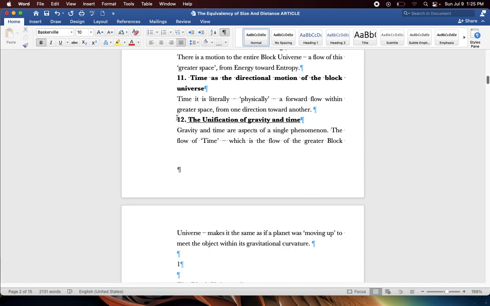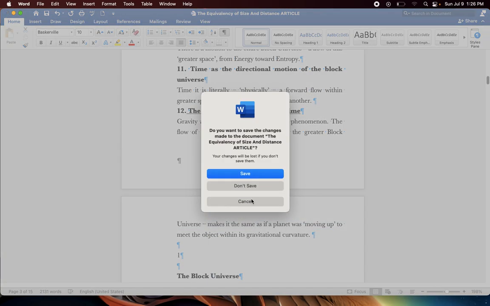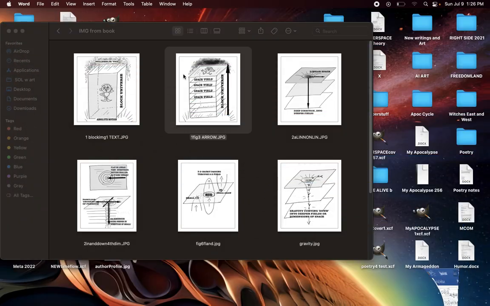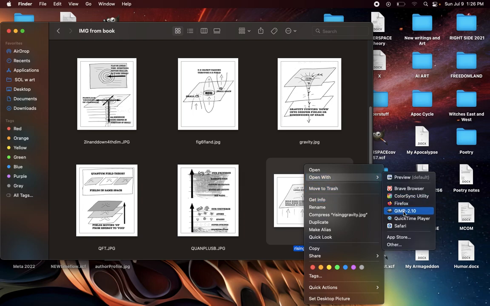And I'll go to one of the consequences of this principle, which is the unification of gravity and time, which is to say, gravity and time are aspects of a single phenomenon. The flow of time, which is the flow of the greater block universe, makes it the same as if a planet was moving up to meet objects within its gravitational curvature. And again, that's a bit hard to get your mind around. We do have a graphic to help a little bit with that. I'm going to open it with GIMP.